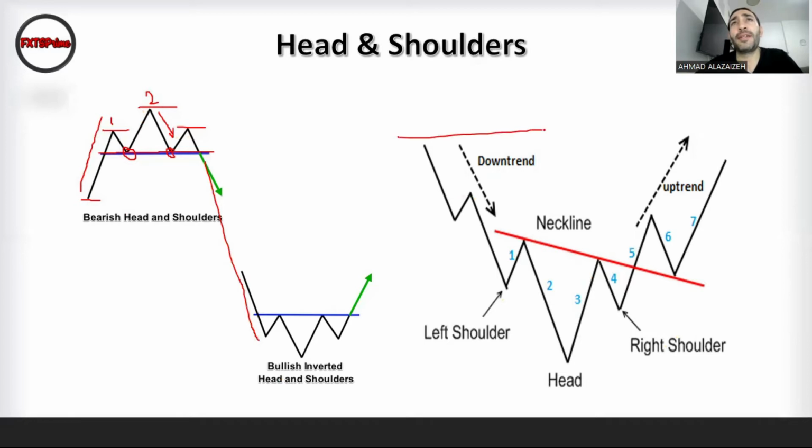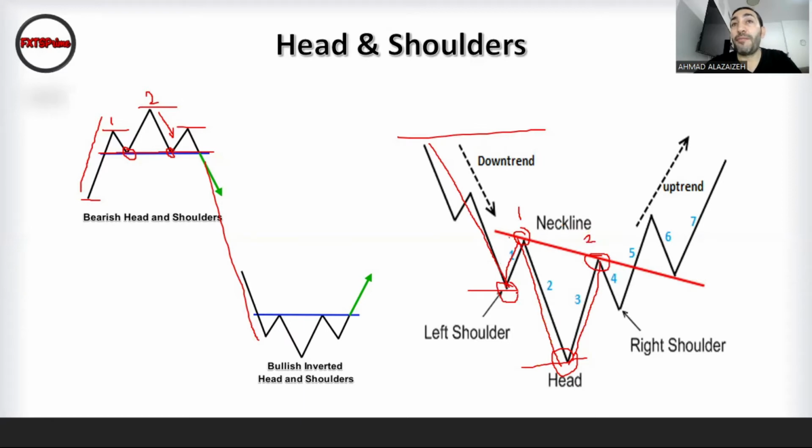So price coming down, then it started to see the first resistance. So this is the first resistance. Then here is support, and we call this the left shoulder. Then price started to move down, so it has made a lower support here. Then it has made the head. Then it has bounced back and made another resistance. So now I have 2 resistances, 1, 2.